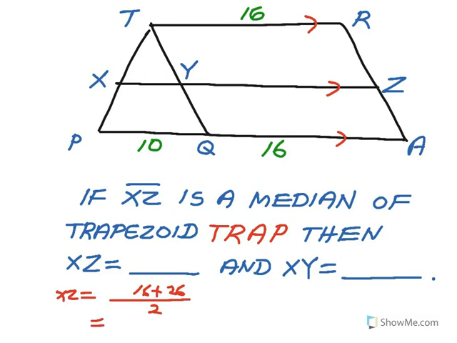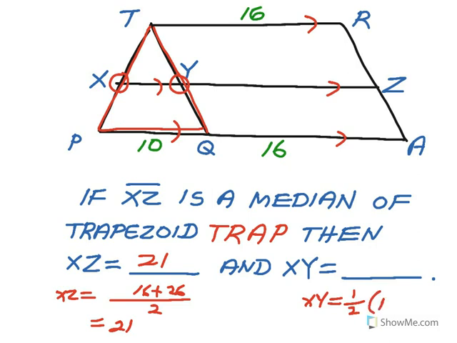And then what's XY? With XY, I just want to focus on this triangle here. I know that this is a midpoint, and this must be a midpoint because it's parallel to the bottom of that triangle, and for a triangle, the median is half of the bottom length. So XY should be half of PQ, half of 10, so that has a length of 5. So that's it for trapezoids.